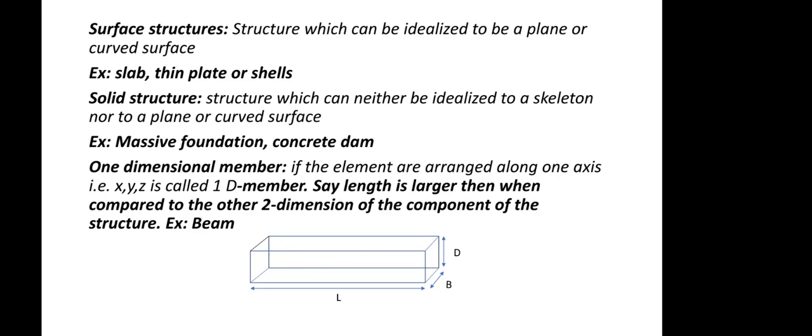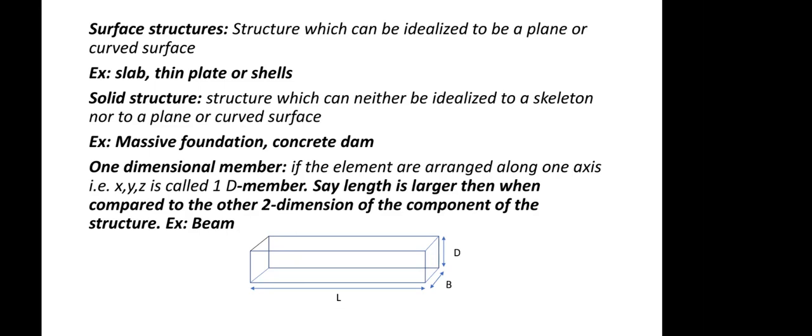The next is solid structure. A solid structure is one which can neither be idealized to a skeleton nor to a plane or curved surface. For example, a massive foundation, where the depth, width and height of that foundation are too large, we can consider that as a solid structure. Another example is a concrete dam, in which again the amount of concrete used to make the abutment or a bund is in large quantity, so we can call that a solid structure.